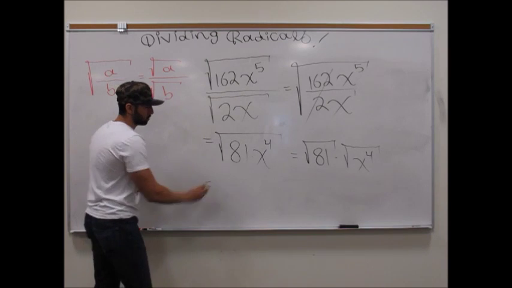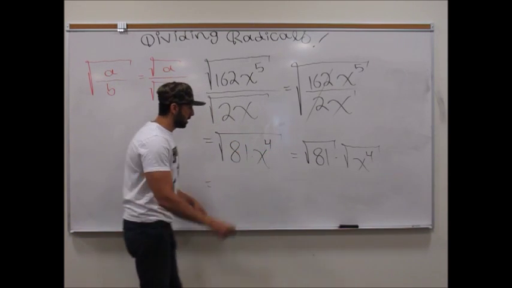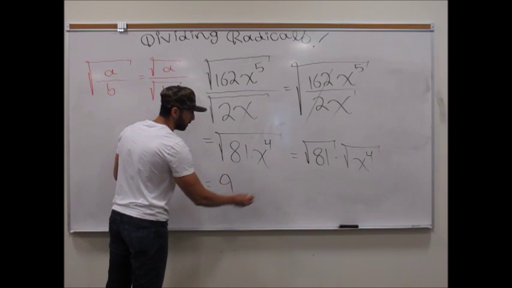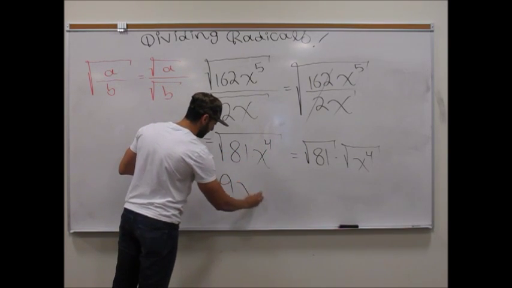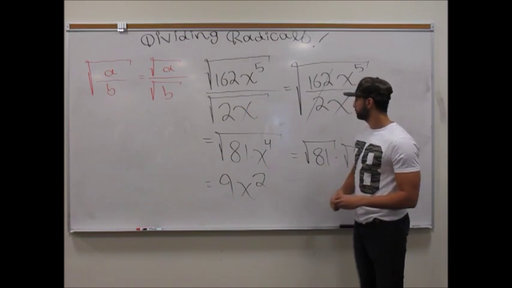Because you've learned that from the multiplication video on radicals. And then the square root of 81 is 9, and the square root of x to the fourth is x squared. And there you have it.